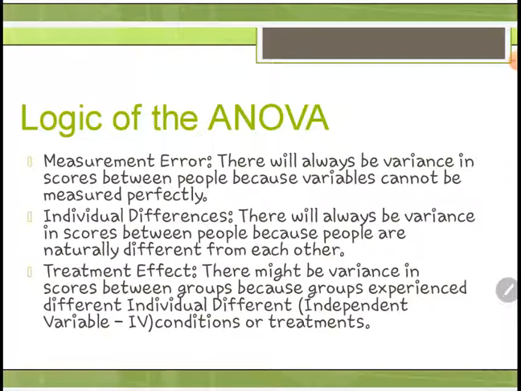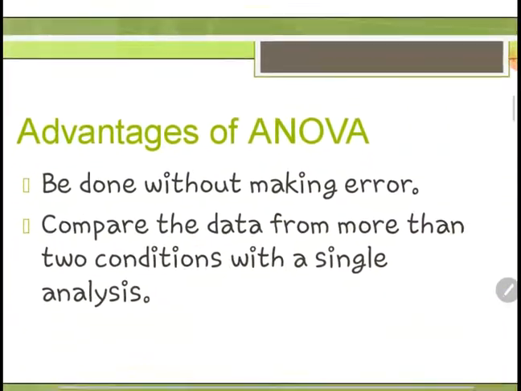Then the last one is the treatment effect. There might be variance in scores between groups because groups experience different independent variable, yung tinatawag natin na IV, conditions or treatment. So halimbawa, a group of students from engineering, biology, chemistry, life science, and mathematics yung respondent. So, pwede kang gumamit ng ANOVA or yung analysis of variance.